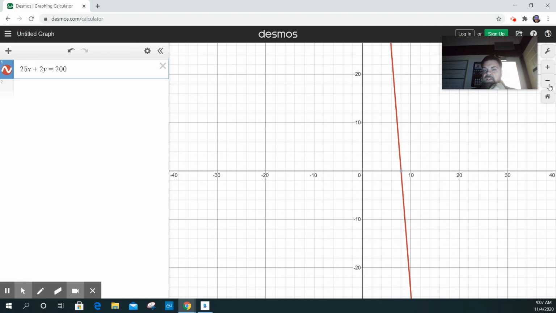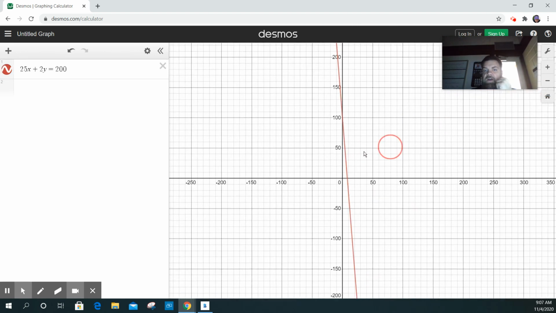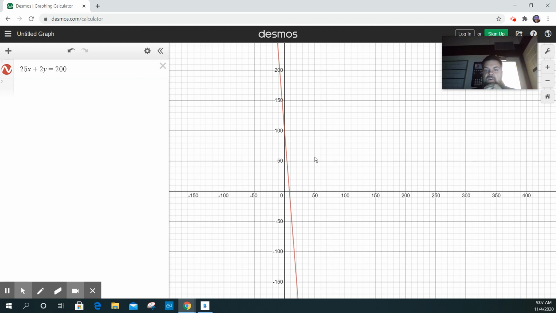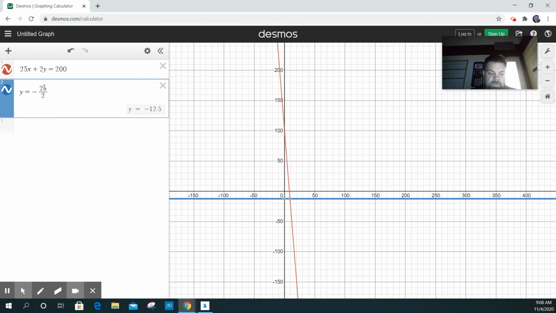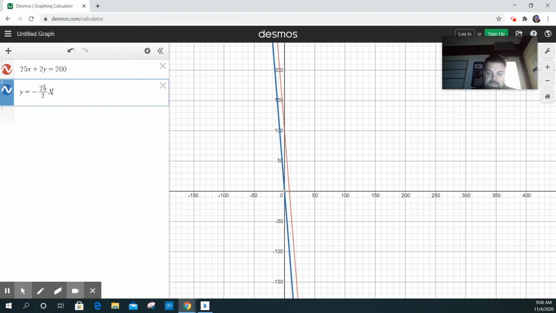And so guess what? If I pull this out, it's the exact same graph that I've graphed. The scale's a little different. But now if I go in here and I say y equals negative 25 divided by 2 times x plus 100, they're the exact same graph, okay?